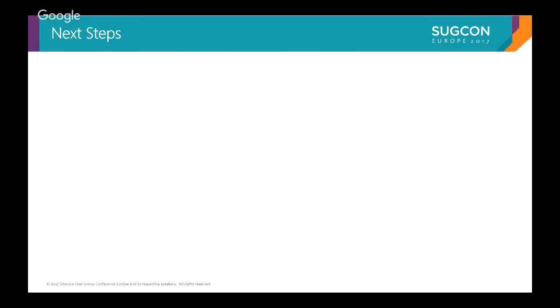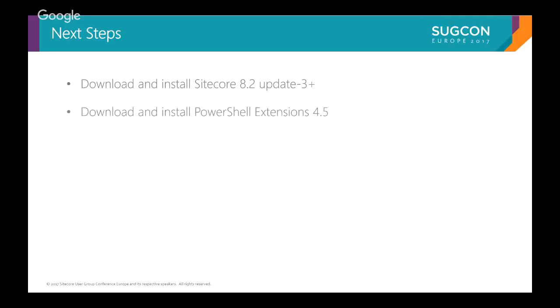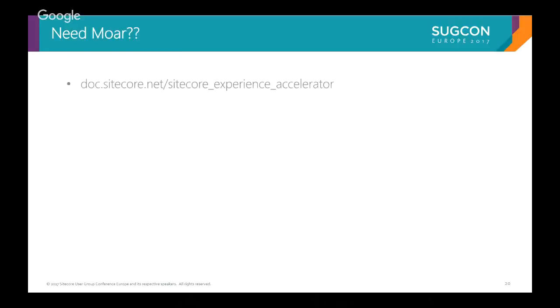Next steps. SXA 1.3 does require 8.2 update 3. It does require PowerShell extensions 4.5. Go download SXA 1.3 and then get to building. I'm rushing through the end here. If you need any more information about this, the doc site for Sitecore has a lot of great information on SXA. So go to the doc site for SXA.